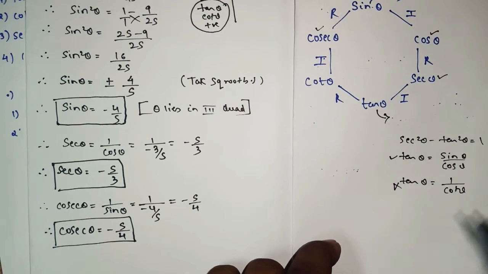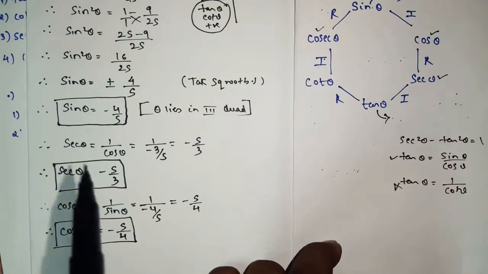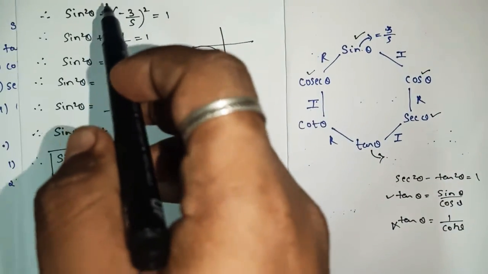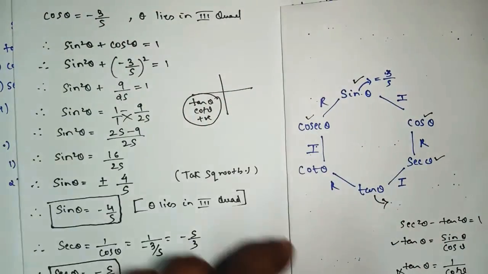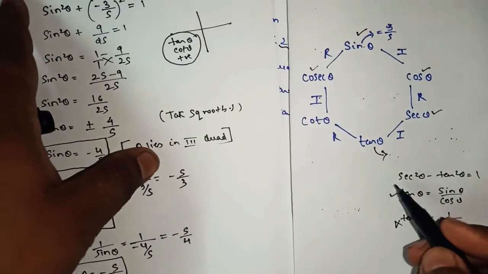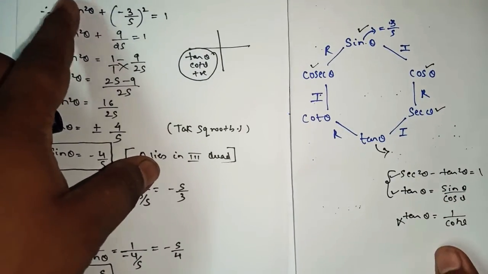If you apply this formula, for this we need only sine and cos, as we have sine as well as cos also. Yes or no? So directly we can apply this formula. In both cases, you will get the same answer only.